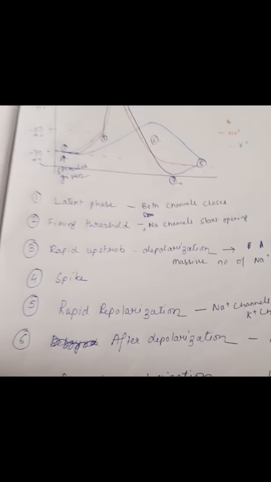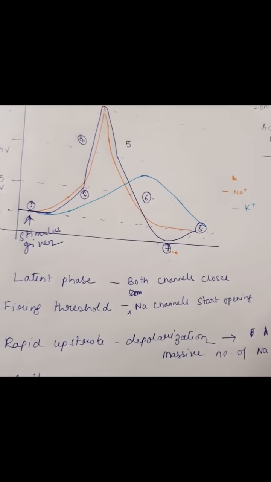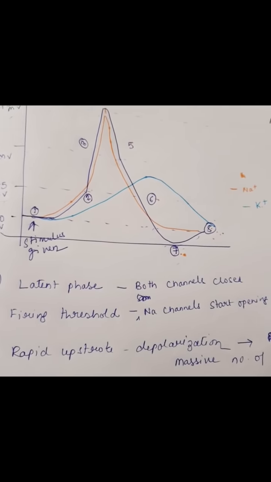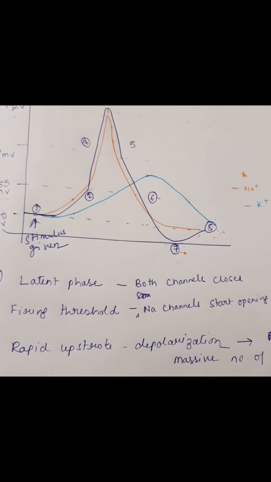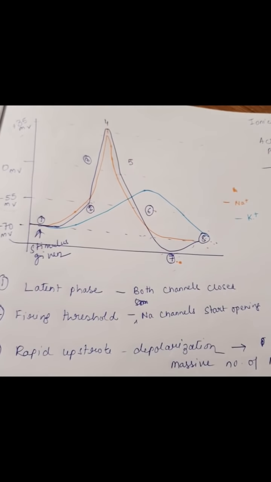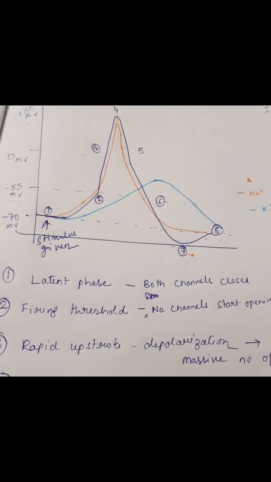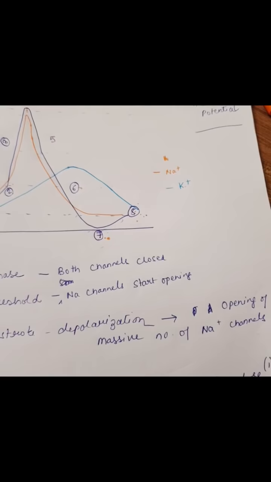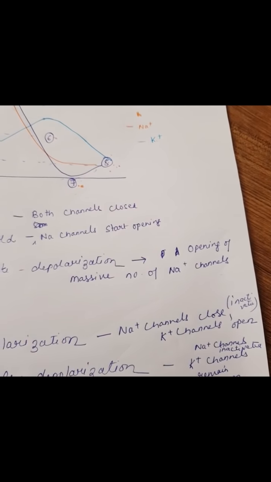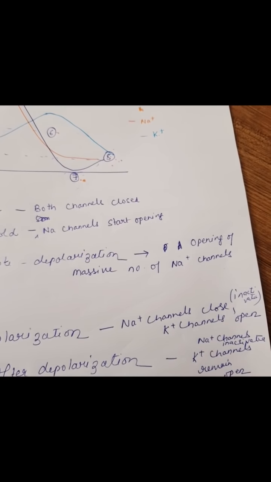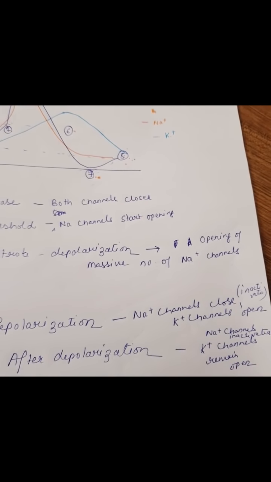So what happens? In the latent phase, both the channels are closed, the sodium and potassium channels. In firing threshold phase, the sodium channel starts opening. In the rapid upstroke depolarization state, a massive number of sodium channels open. Then rapid repolarization, the sodium channels close and become inactivated. Potassium channels are finally open.